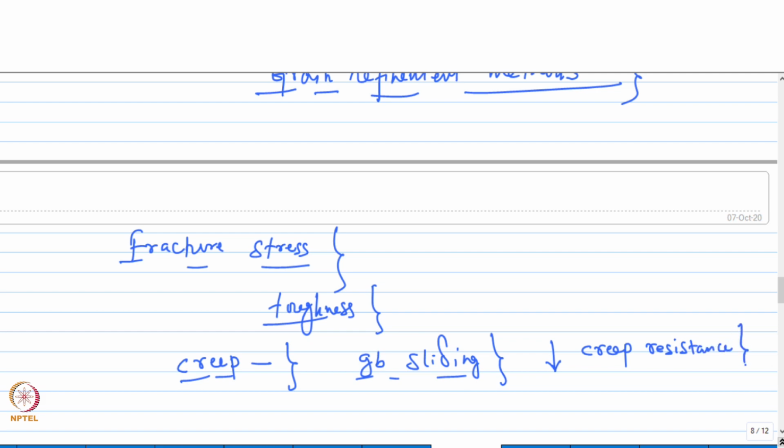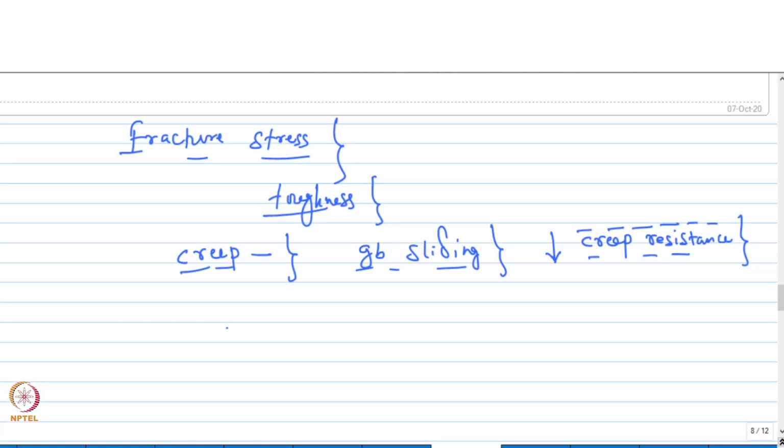So a fine grained material is never desirable for creep resistance. If you want to use the material at high temperature where creep can occur, it is always recommended to go for coarse grain materials. In fact, it will be best if you can have a single grain material or a single crystal, okay, when it comes to creep.